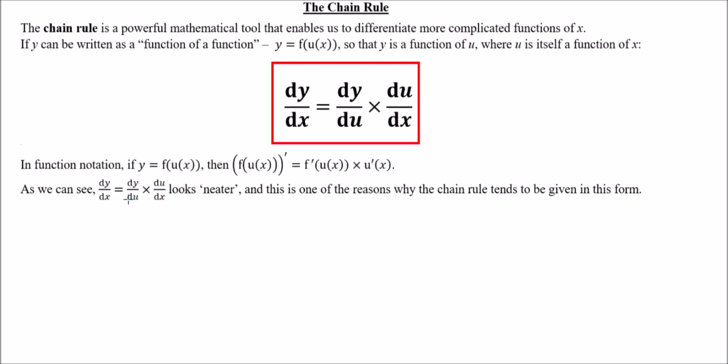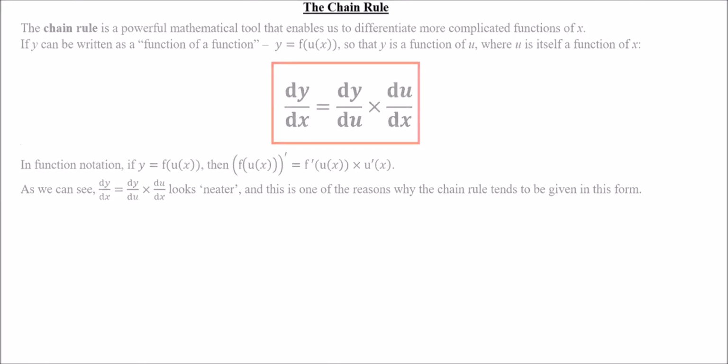I'll also link you to a proof of the chain rule in the description of the video, in case you need to see it being proven to help your understanding. But don't worry, you should not need to know how to prove the chain rule in your A-level examination. You do need to know though how to use the chain rule. So let's have a look at this in a bit more depth.